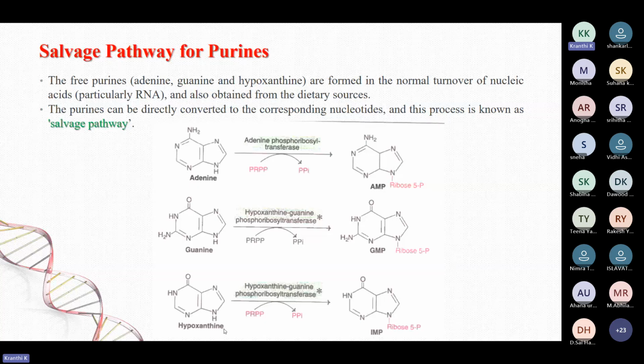When there's hypoxanthine, also IMP, right? So when these are available, then we convert them into the IMPs, using hypoxanthine guanine phosphoribosyltransferase. Right? This is the salvage pathway. In the salvage pathway, there's no need to create the atom-wise molecules or purines. We are not going to create any purines part by part, right?